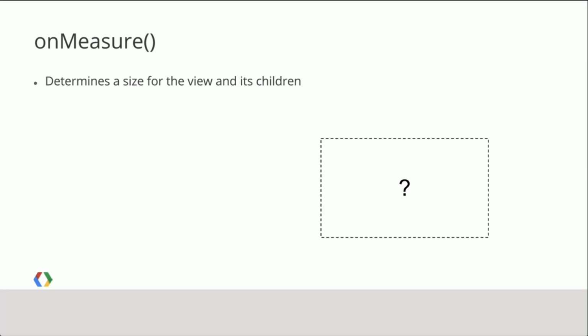So onMeasure is where your view implements the measure step. It's called by the actual measure method within view to determine the view's size. In a view group, again, this is a recursive process. So view groups will go ahead and call measure on each one of their child views, and then they can use the results to help decide their own size.